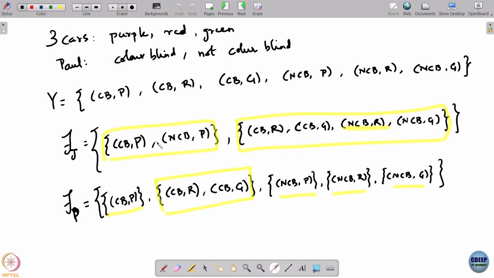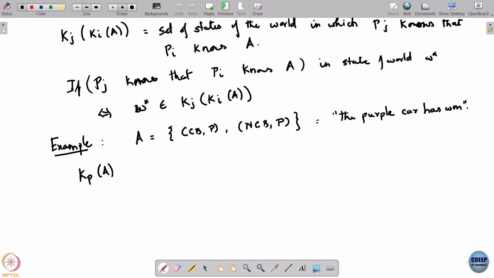Right? Okay. So, Kp of A is equal to Kj of A is equal to A. Now, what is this? There is something really interesting that has happened here, that the states of the world in which each of these players know this event A is equal to A itself. Okay. So, now what would happen if I ask one more level of the knowledge hierarchy?